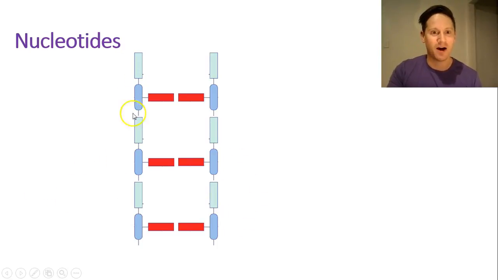We've got the sides of the ladder, which contain phosphate, sugar, phosphate, sugar, phosphate, sugar on two sides. So that's why it's known as a sugar-phosphate backbone. And then we have the nitrogenous bases, which pair up and they make up the rungs of the ladder.